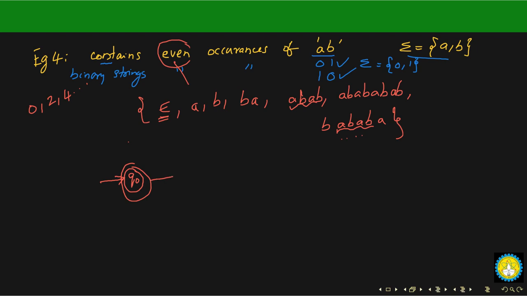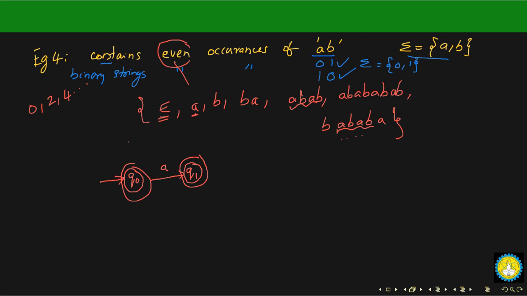Now, if you're getting an A from here, then you're going to Q1. You are actually seeing a pattern of A, B. So you started to see A, and you are shifting to Q1. But remember, if the string is just A, it does not contain even a single AB. So it contains 0 occurrences of AB. So Q1 also should be a final state.